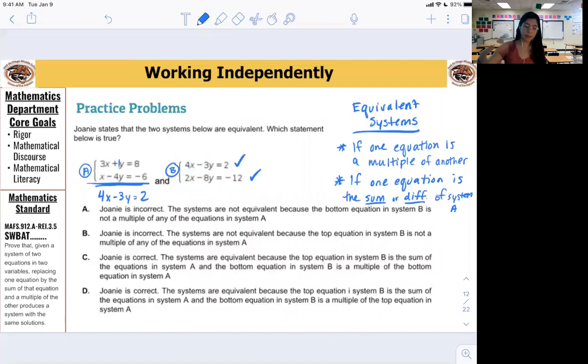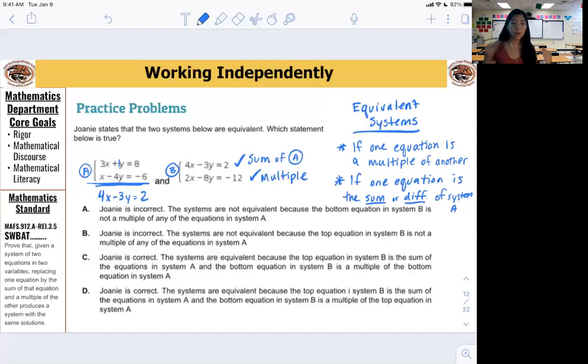This is something I think a lot of you guys either forgot, or we didn't practice it enough, or you were overthinking it, but it's as easy as that. If you have 2 systems and you want to check if they're equivalent, first check for multiples. See if one of those is a multiple of the other. For us, the bottom one was a multiple. And then you can check to see if any of them are the sum or the difference. So this one was the sum of system A.